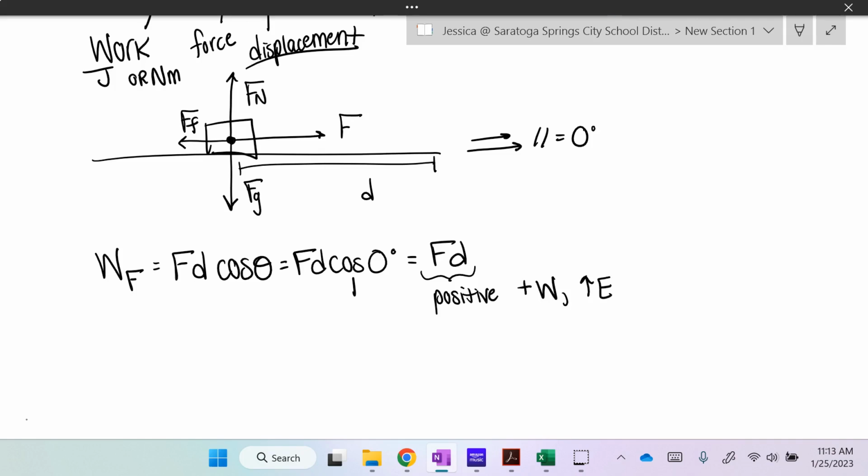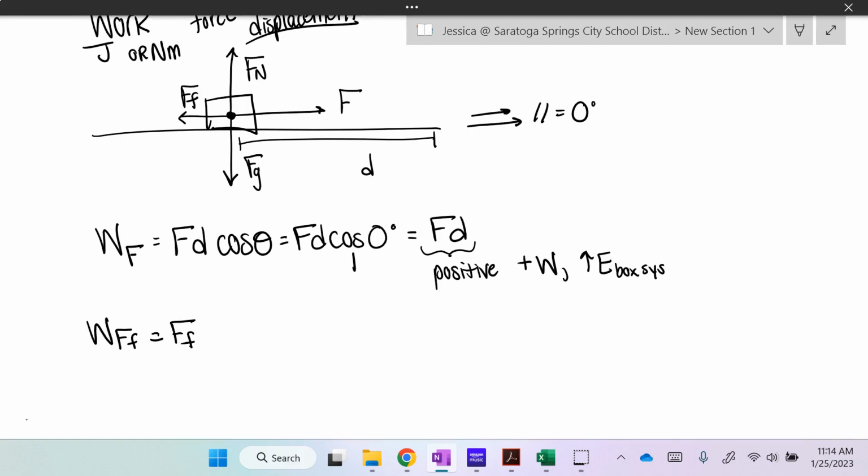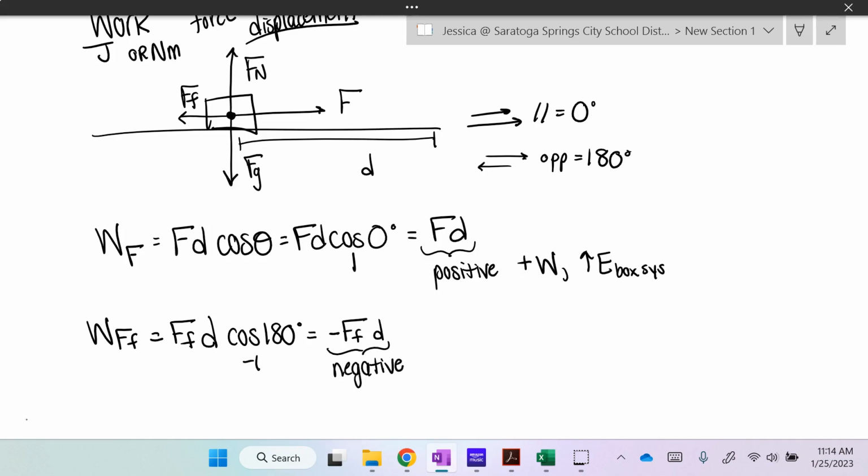Now that's the energy of the box-only system, because I am applying a force over a displacement, and that's causing an increase in energy. So now let's think about the work being done by the force of friction. That's the force of friction applied over the same displacement. But here, the displacement's one way, and the force is the other way. If we're in opposite directions, then our angle is 180 degrees. So cosine of 180 is negative 1, so this would be negative F friction D. This ends up being a negative number, so I have negative work being done, and the force of friction results in an overall decrease in the energy of the box system.